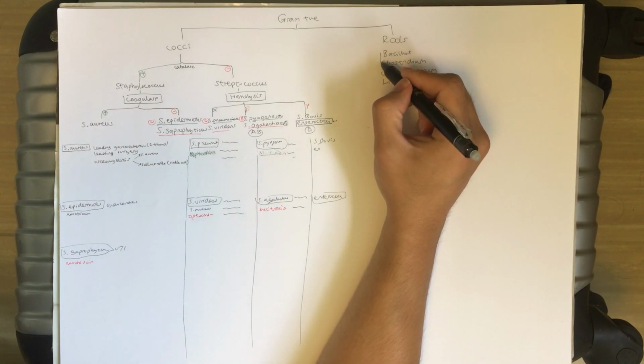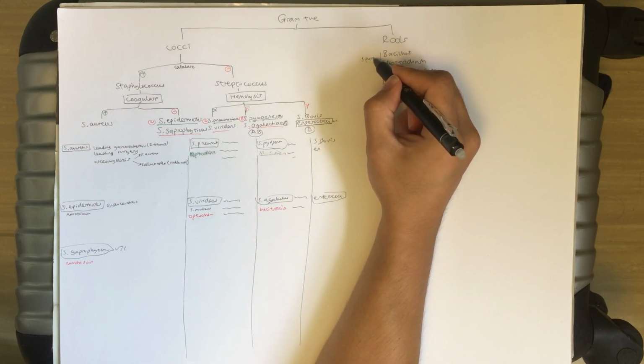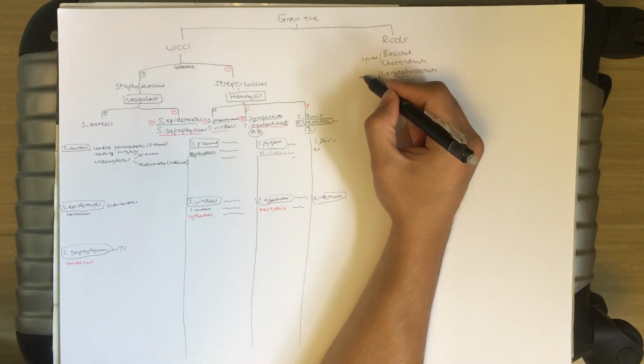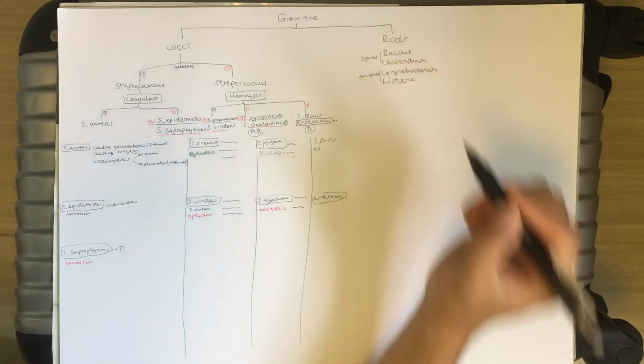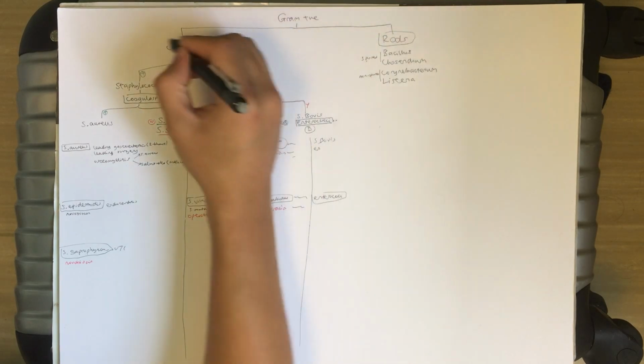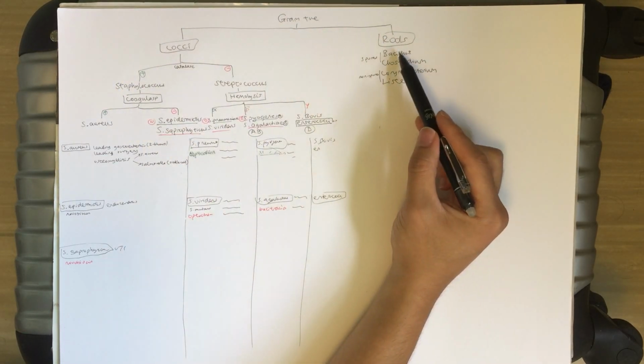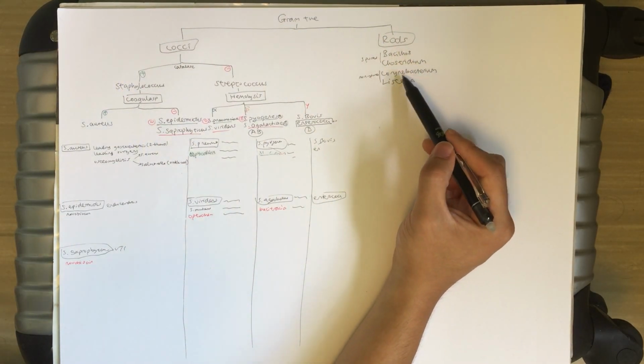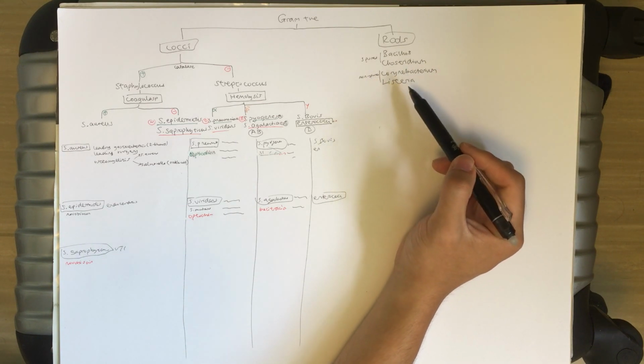Now, these two are spores, so you can find spores for these, and these are non-spores. So gram-positive rods, let me put this in a box. You can have spores, so it can be Bacillus or Clostridium, and non-spores, you can have Corynebacterium and Listeria.